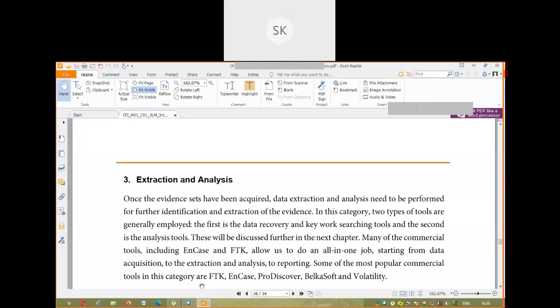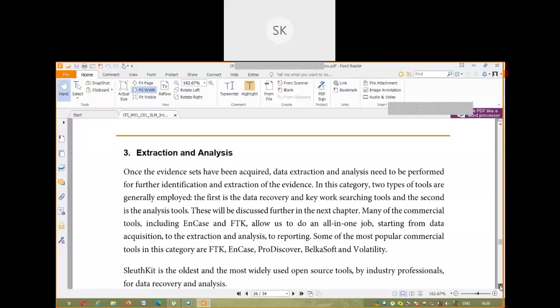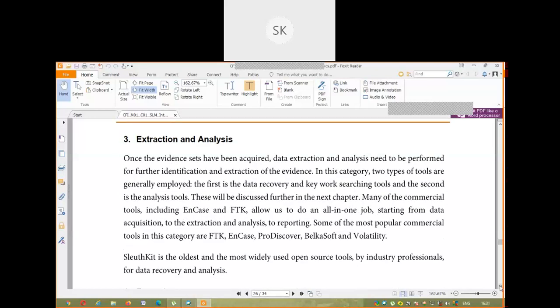Some other commercial tools for extraction are FTK, EnCase, X-Ways, Belkasoft, Validation, and Volatility. These are all tools for extraction and analysis.